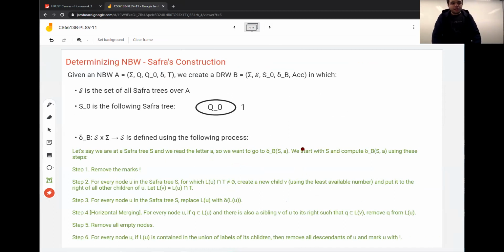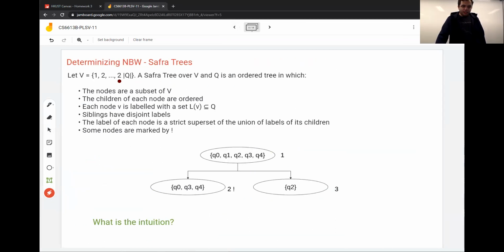So how do we determinize? Let's say that I have a non-deterministic Büchi automaton A, and it has all the parts that you would expect. So it has an alphabet, a set of states, a set of initial states, a transition function, and a set of target states, which are the Büchi states. I create a deterministic Rabin automaton B. And here my set of states in B is the set of all possible Safra trees over A. So any tree that satisfies these conditions, I have a state for it.